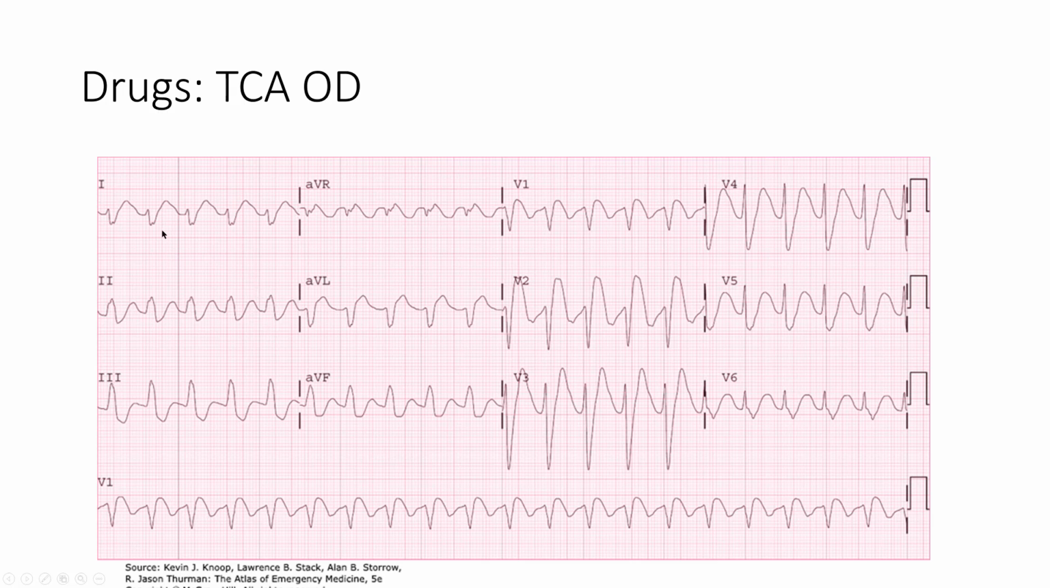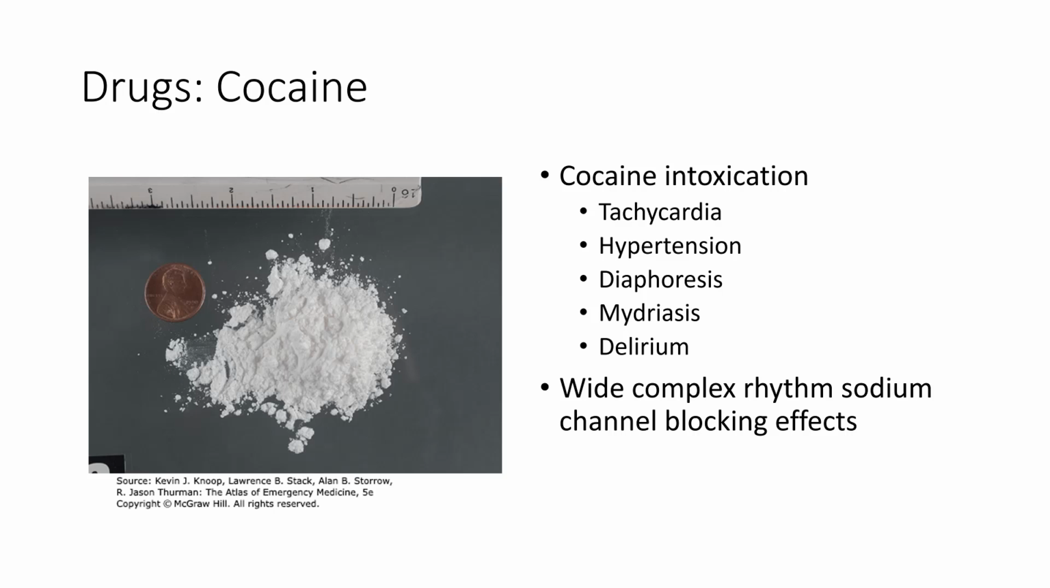When we come over here and look in this lead 1, we see this R wave coming up, and then this very broad S wave here. We see a Q wave here, and then this terminal R wave. Those are, of course, changes associated with tricyclic antidepressant toxicity. Next, we're going to look at EKG changes associated with cocaine toxicity.